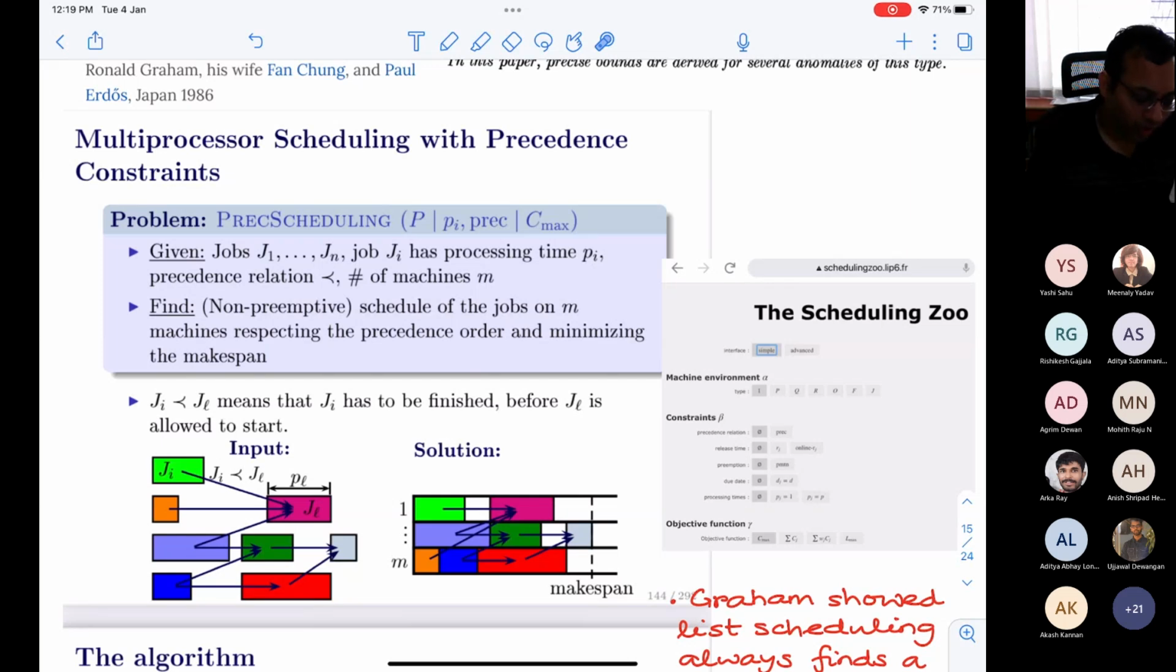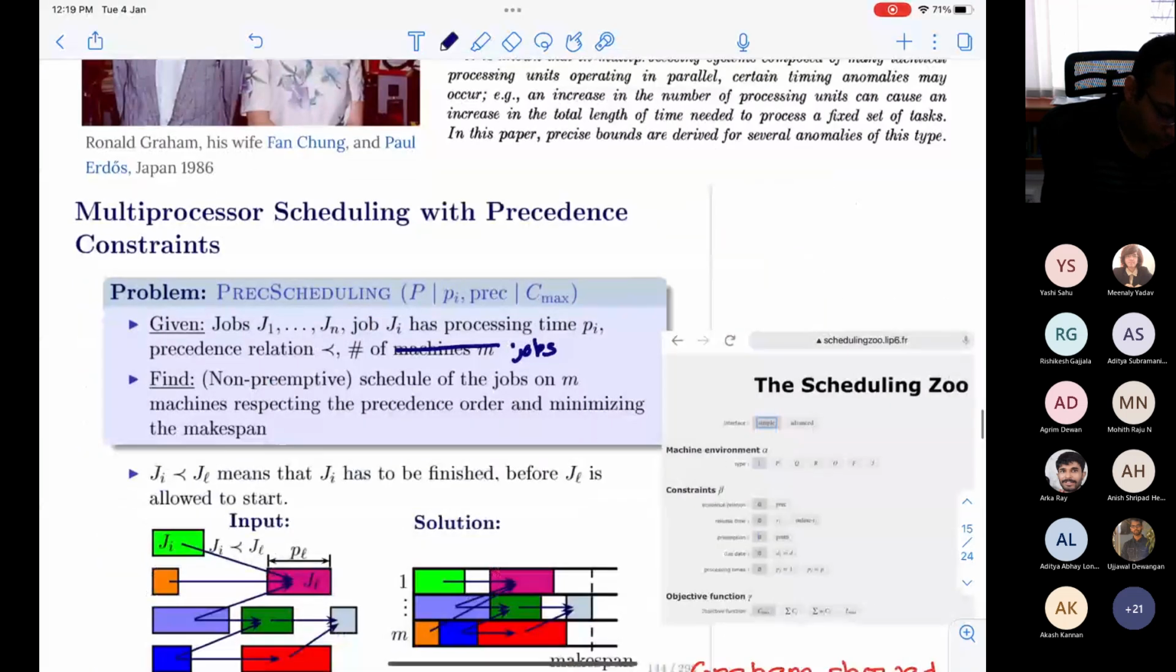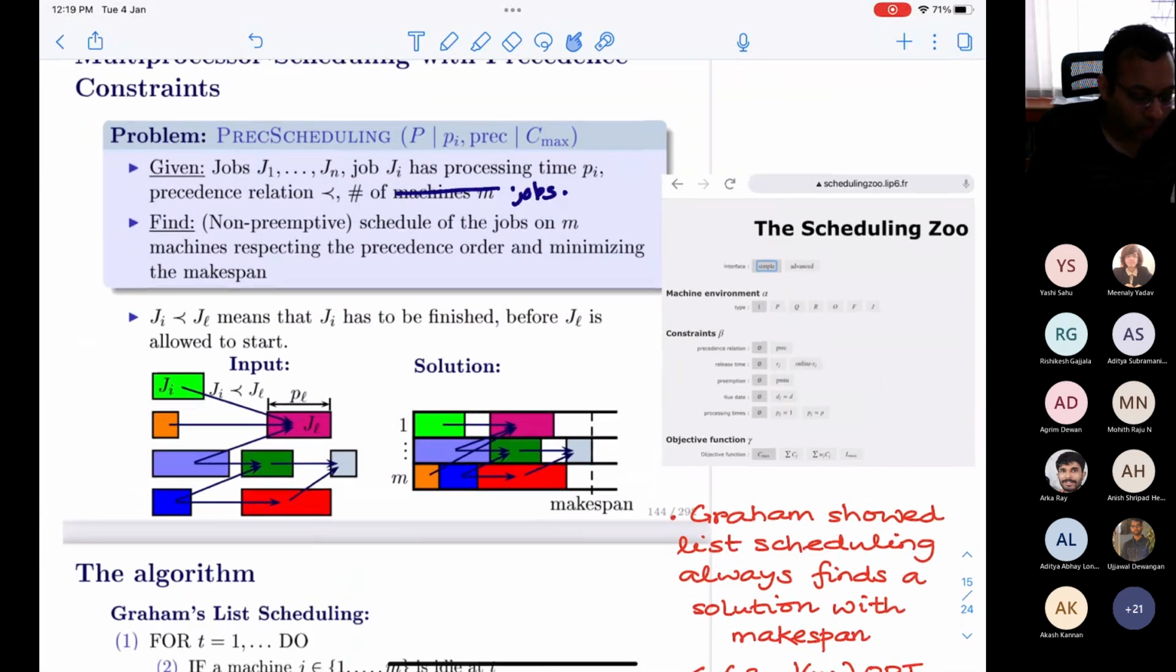So what's your goal? One thing is you want a non-preemptive schedule. If you start a job on a machine, you cannot stop it. You have to complete the job, and only then can you start a new job. It's not preemptive, it's non-preemptive. And you want to schedule all these jobs on m machines. And your goal is to minimize the makespan.